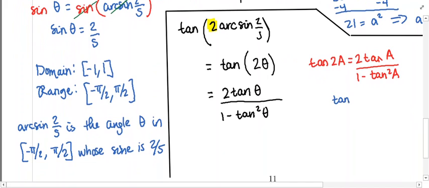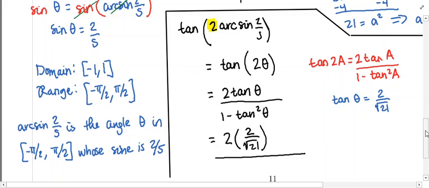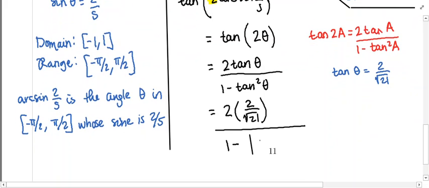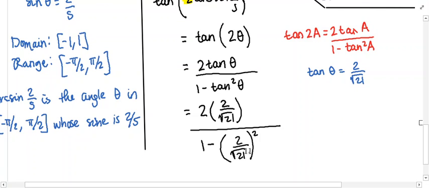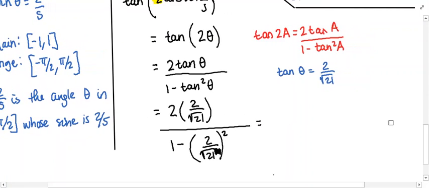Let me write that out to the side. Again, the tangent of theta is 2 over the square root of 21, and I'll rationalize in the end. So this is going to be 2 times 2 over the square root of 21. The bottom is going to be 1 minus the tangent of theta, so the tangent of theta is 2 over the square root of 21, and we need to square that quantity. Don't let this page number here get in your way, so scratch that out. Now we just need to simplify this. This is just a number. Once we simplify it, we will have our answer.